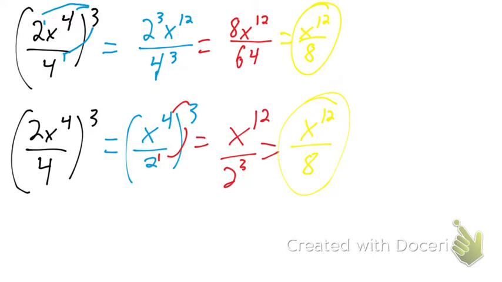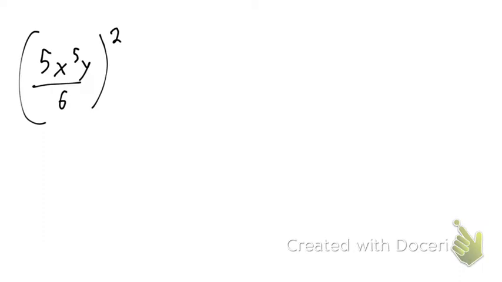Let's look at the next example problem, where we have 5x to the 5th y over 6, squared. Now, if we check for that quicker way we did on the last one, can we do it here? No, I just say no, and I agree, because 5 and 6 can't simplify, and there are no x's and y's to simplify as well. So what's our first step then? Distribute the exponent to all the exponents.